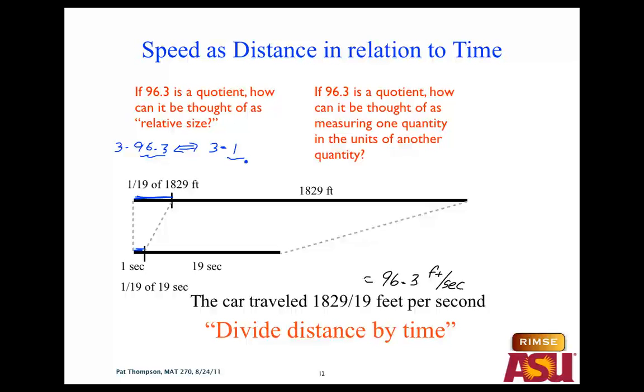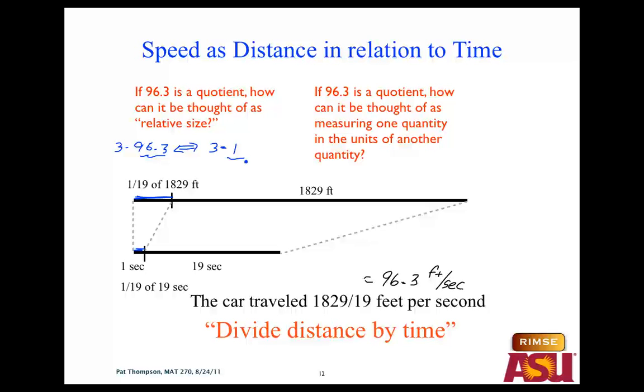Okay, let's try again. 96.3 is the amount of distance relative to the amount of time. So 96.3 is the amount of distance traveled relative to the amount of time. So if 1 second goes by, you go 96.3 feet. If 3 seconds go by, you go 3 times 96.3 feet. So 96.3 is the amount of distance relative to the amount of time.